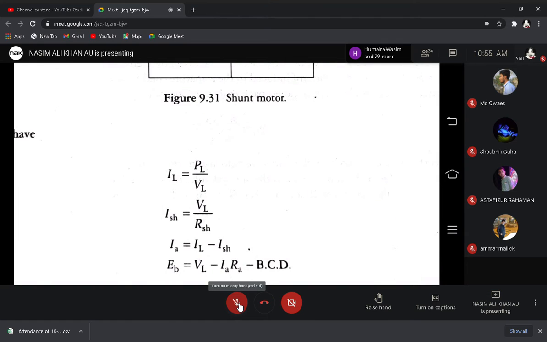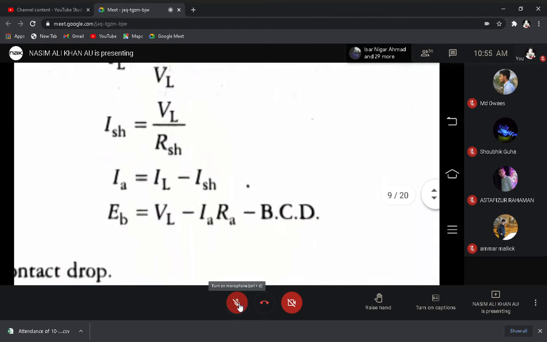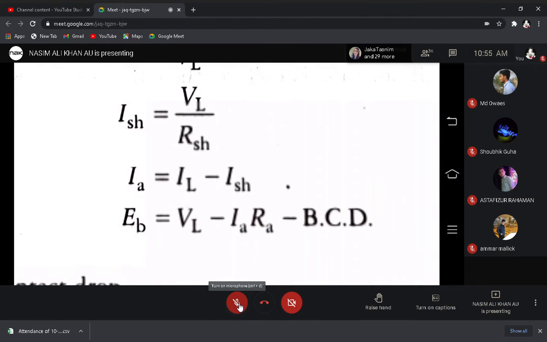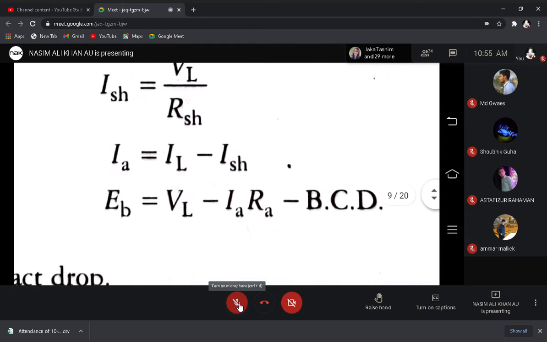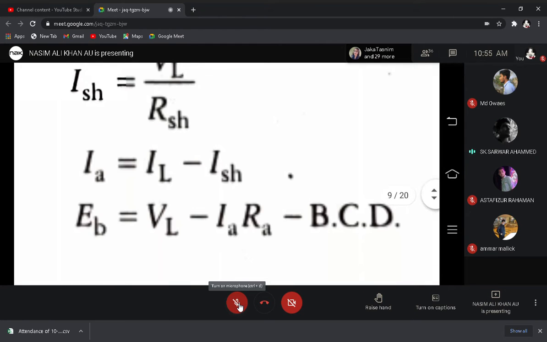But initially, in case of the DC shunt generator, what expression did we get for armature current? Who will tell me quickly? Is it visible? Sir, IL plus ISH.